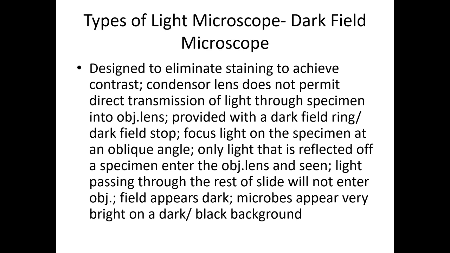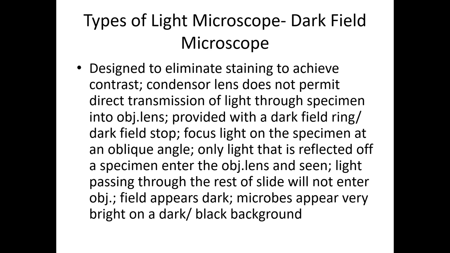Without staining, that means dark field microscope can be used to observe unstained specimens. In bright field microscopy, already we have explained, bright field microscope can be used to observe stained specimens, whereas dark field microscope can be used to observe unstained specimens without staining. Okay, that is the first point: designed to eliminate staining to achieve contrast.